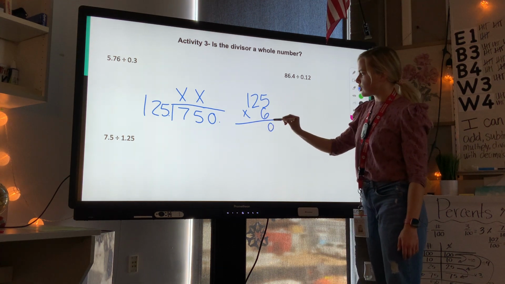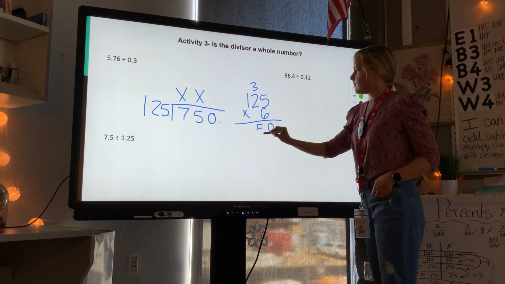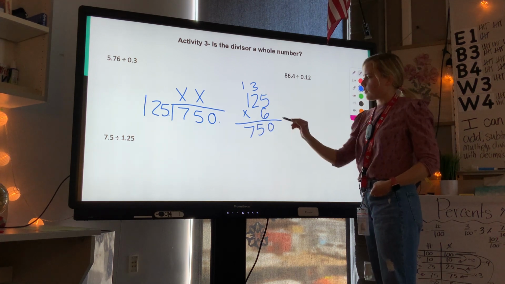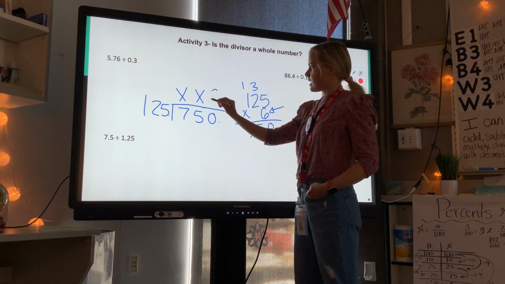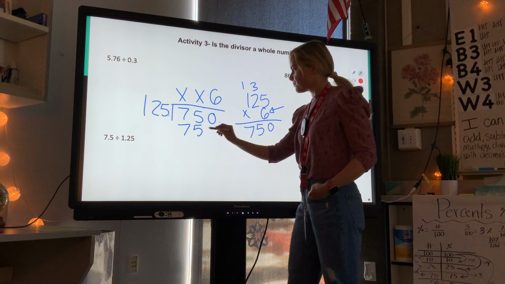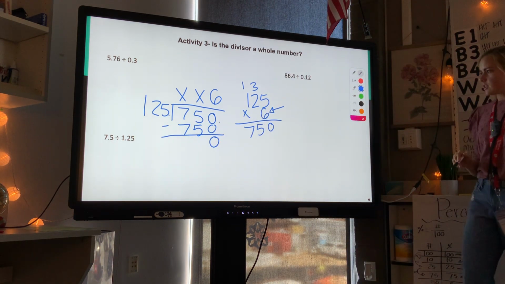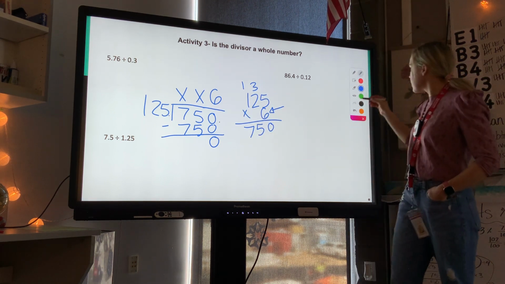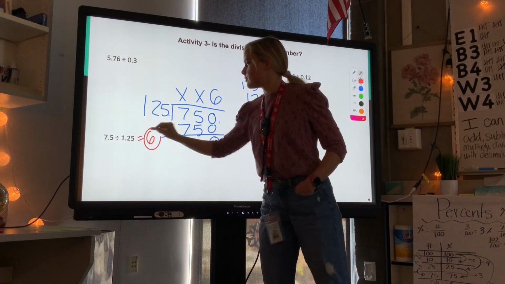6 times 5 is 30. 6 times 2 is 12. 12 plus 3 is 15. 6 times 1 is 6 plus 1 is 7. So 125 goes into 750 6 times. So I'm going to put a 6 there. 6 times 125 is 750. And subtract and I get 0. So my quotient is 6 wholes because my decimal would go up after the 6, but there's no number after. So I'm going to say my quotient is 6 wholes.